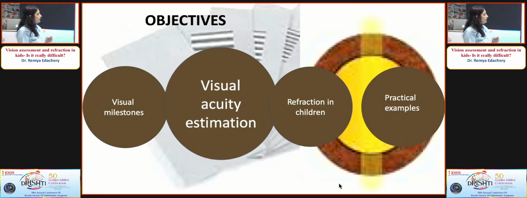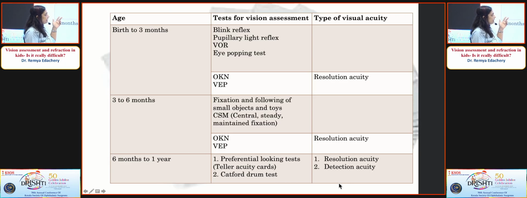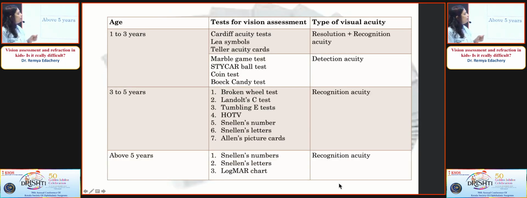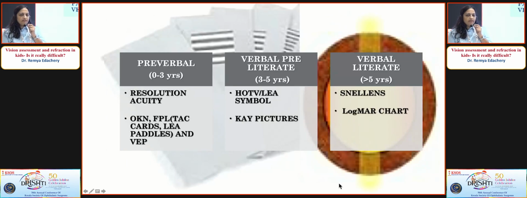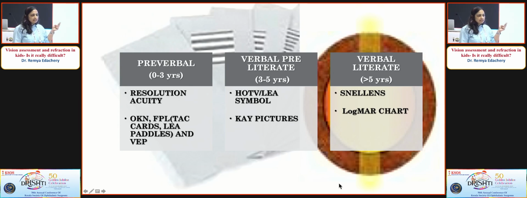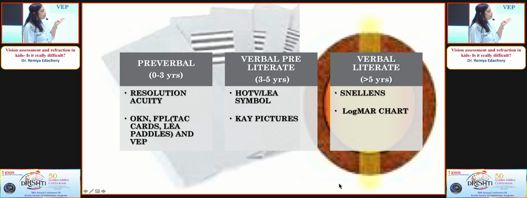Coming to visual acuity estimation, there is an array of tests in children, which test recognition acuity, resolution acuity, and detection acuity. But I will be going through the most important ones which we do in our daily OPD. I will be dividing them under 3 headings: pre-verbal children, 0 to 3 years; verbal, pre-literate, 3 to 5 years; and verbal literate, more than 5 years.